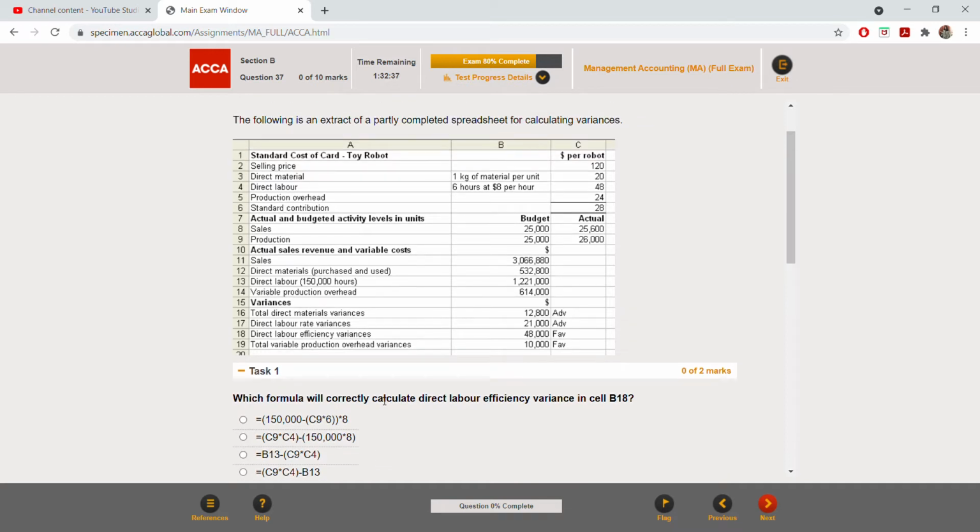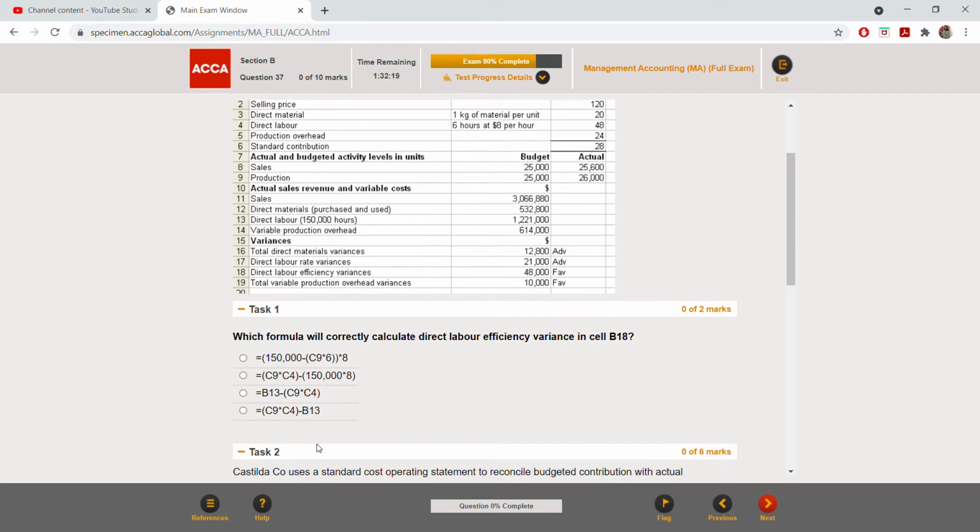Let me do it manually. Okay, C9, which is 26 into C4, which is 48, is 1248. It's 1248 minus 1,200. You are getting 48,000. Sometimes you will get 48,000 through all of this, but that does not mean that it's correct. Okay, the formula has to be correct.